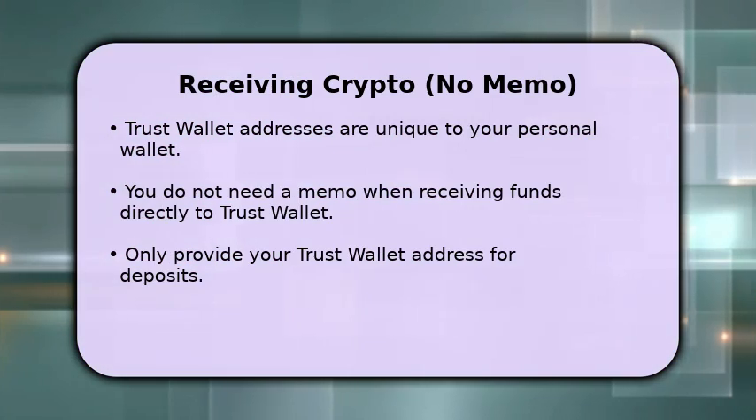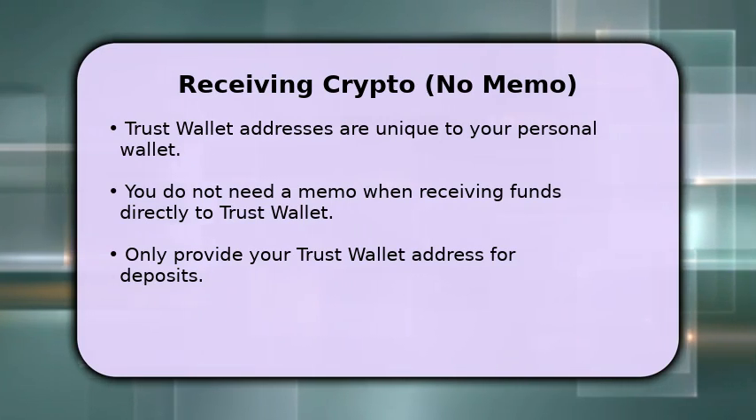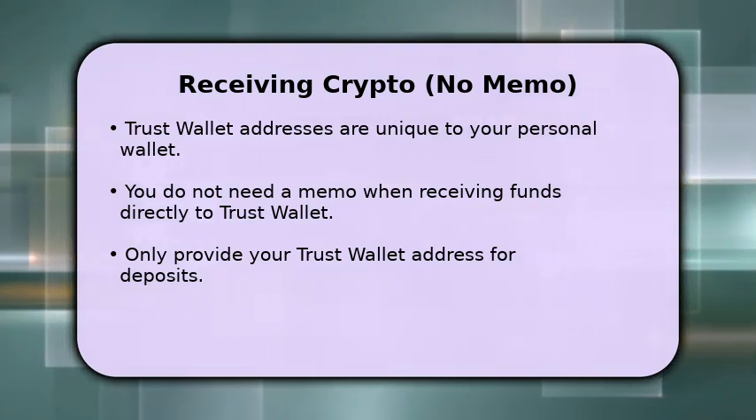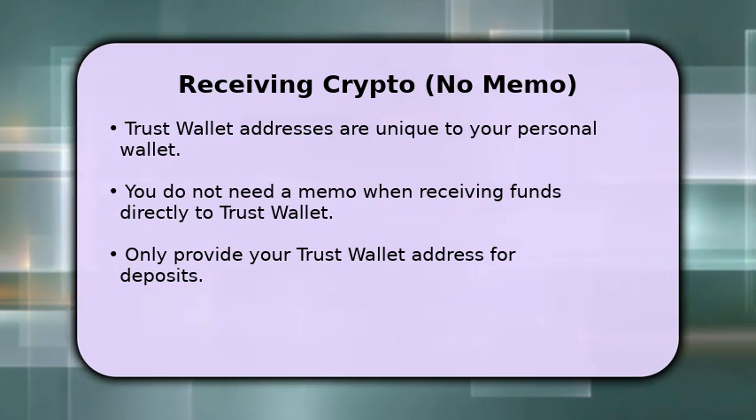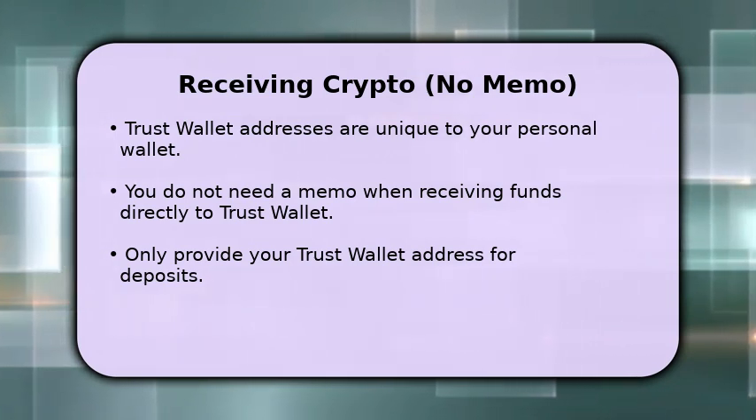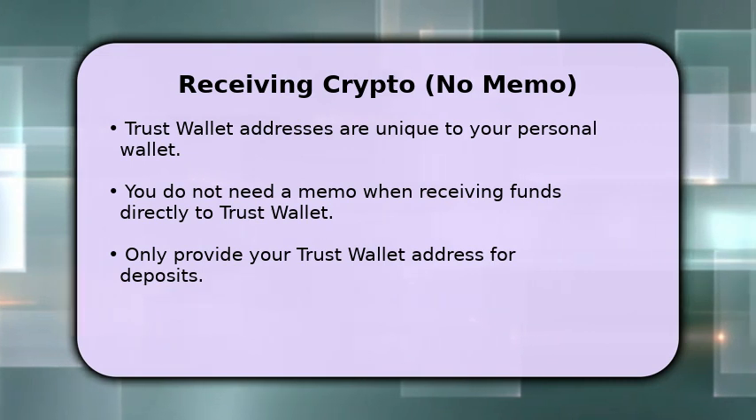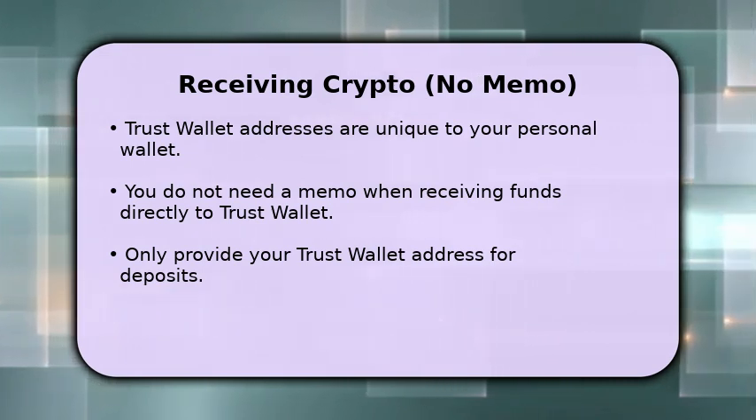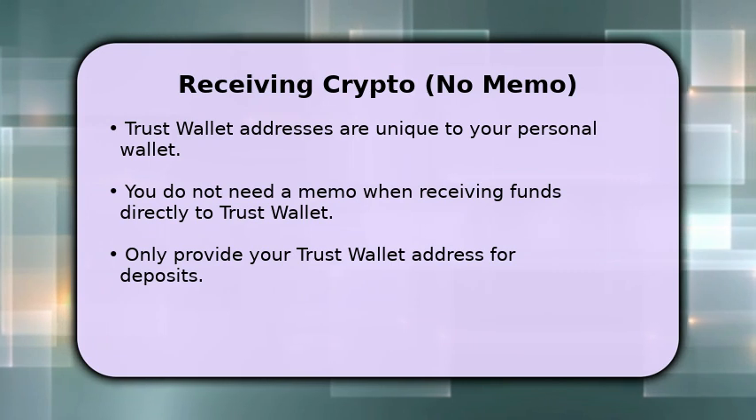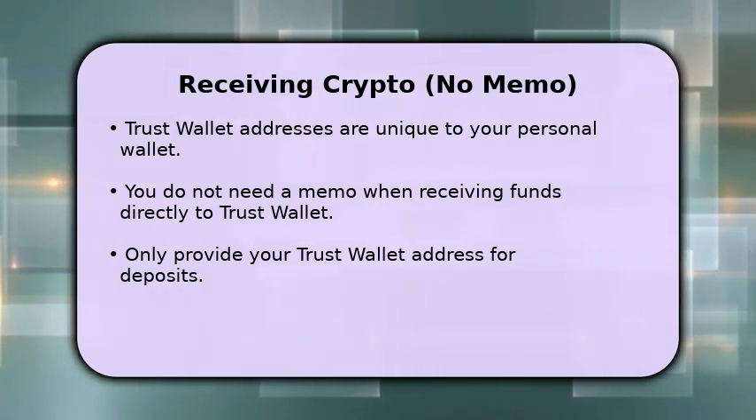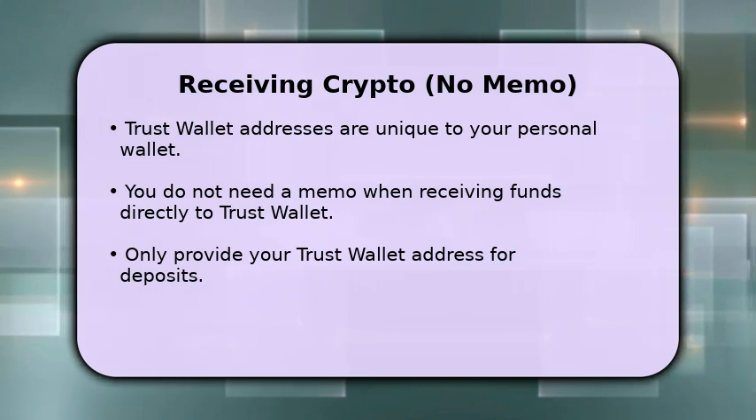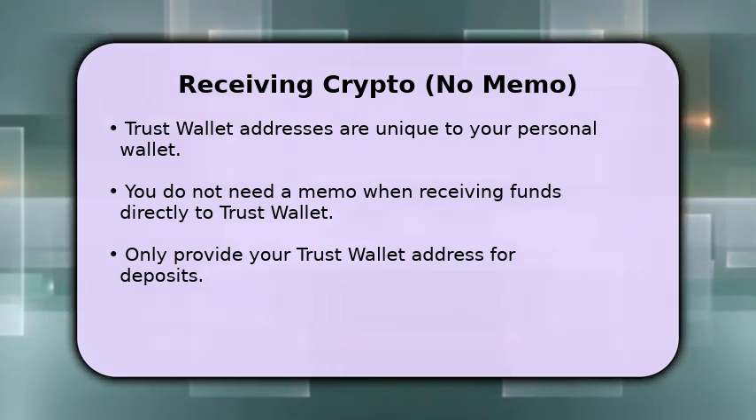It's important to understand that when you are receiving cryptocurrencies directly into your Trust Wallet, you do not need a memo. Trust Wallet is a non-custodial wallet, meaning your addresses are unique to your personal holdings. Therefore, if someone is sending crypto to your Trust Wallet, they only need your specific wallet address. Never provide a memo when receiving funds directly to your personal Trust Wallet.